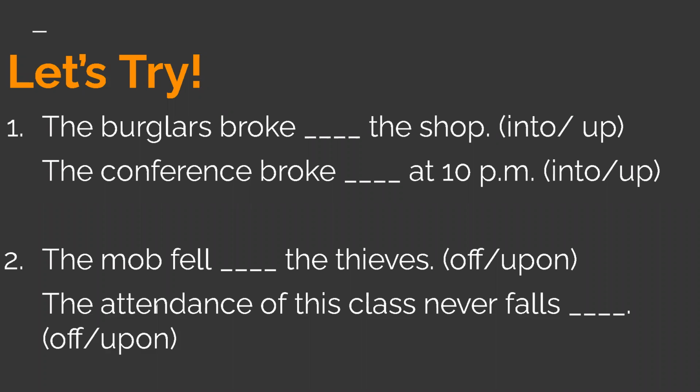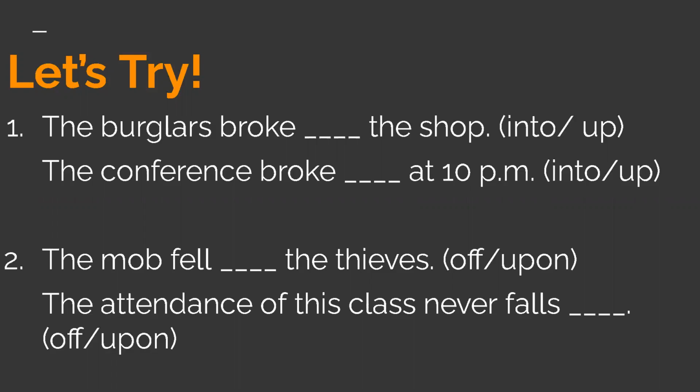The mob fell upon the thieves, that means they were trying to rob. Meanwhile, the mob fell upon them. They got hit by the mob. So when we are saying upon, it is setting a relationship between the verb, that is fell, with the subject, that is the mob, as well as the object, that is the burglars. It makes a normal preposition.